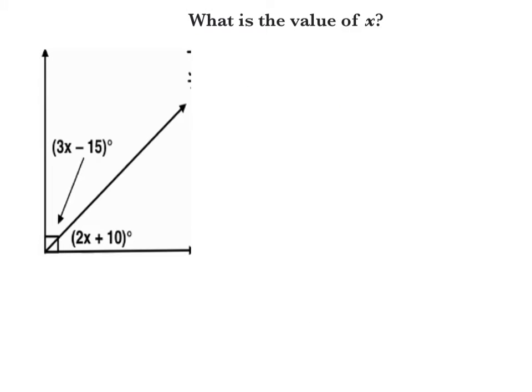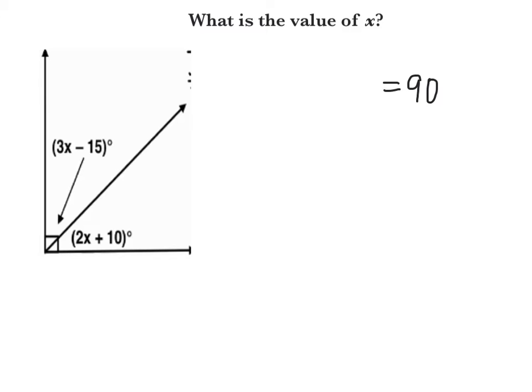What is the value of x? Write your equation given the diagram and solve for x. Be very careful about your signs in this problem. Okay, so automatically I see a right angle, which means these angles are complementary, which means everything is going to be equal to 90.